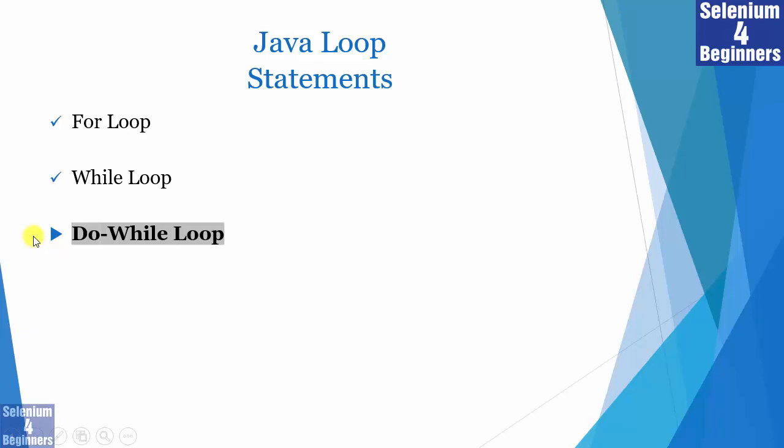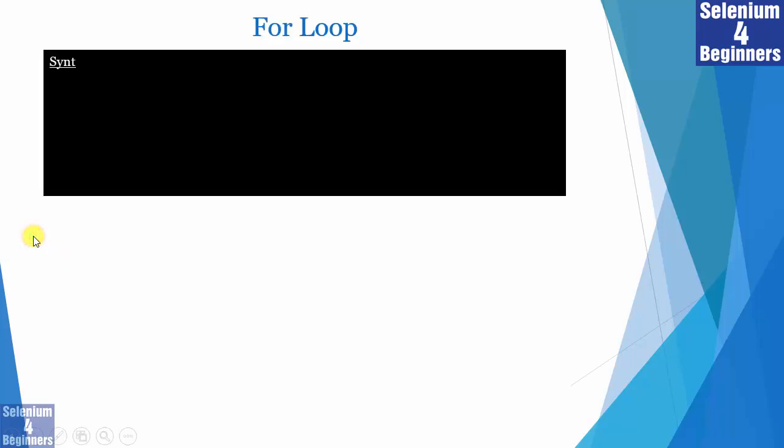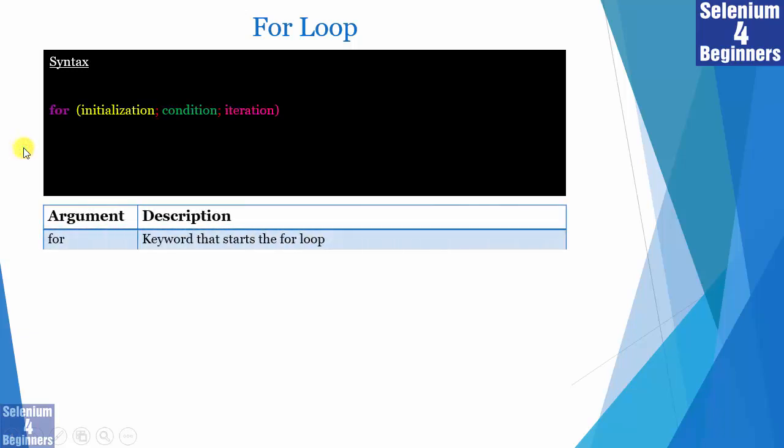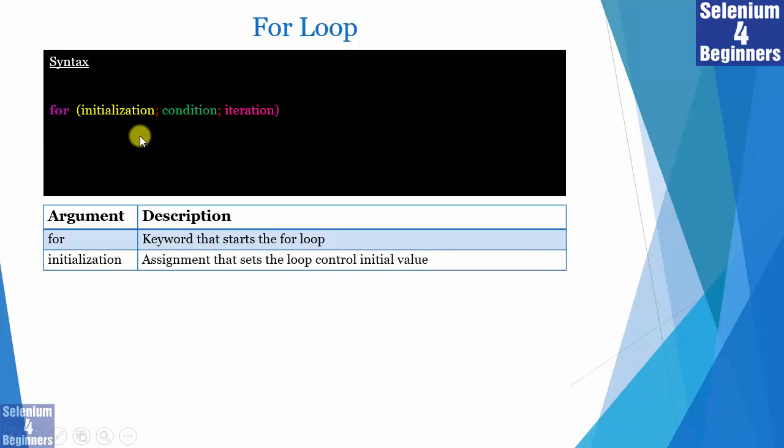Let's recap all the three loop statements. The for loop starts by writing keyword for with three statements. The first statement is initialization, which sets the counter variable. Counter variables can also be called loop variables because it is a variable that controls the loop. We have to make sure to complete the initialization statement with a semicolon.